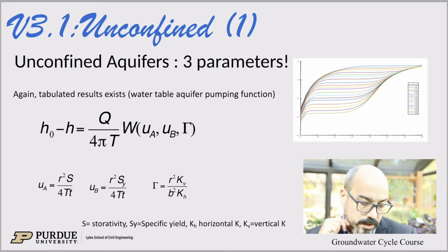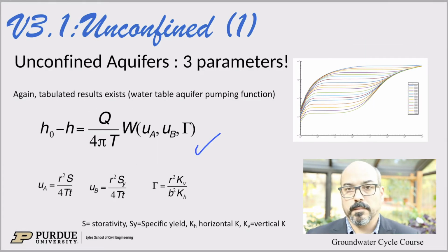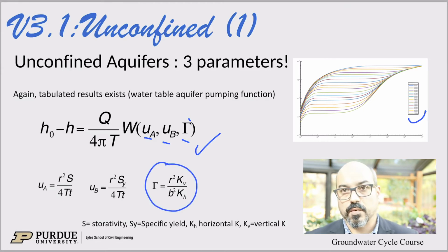So here is the equation. Again, this is the same equation as before, but now our Wells function has 3 parameters instead of 2 for the semi-confined or 1 for the confined. So now we have UA, UB, and gamma here. So this gamma here is given here, and this is the ratio. So now gamma is different from that r over B that we had for the semi-confined aquifer.